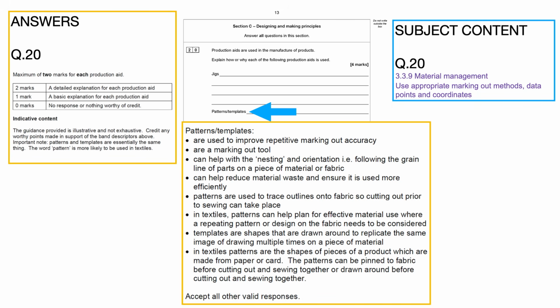And in textiles, patterns are the shapes of pieces of a product which are made from paper or card. The patterns can be pinned to fabric before cutting out and sewing together, or drawn around before cutting out and sewing together. And we are able to accept all other valid responses.